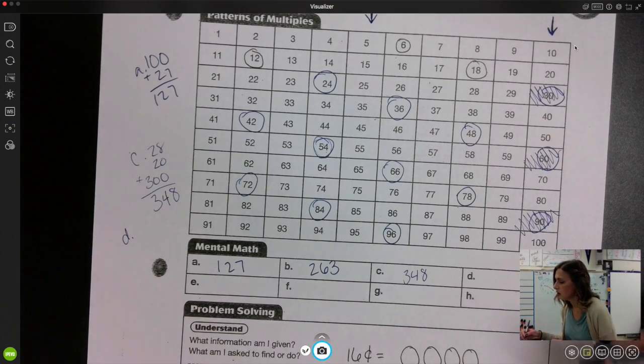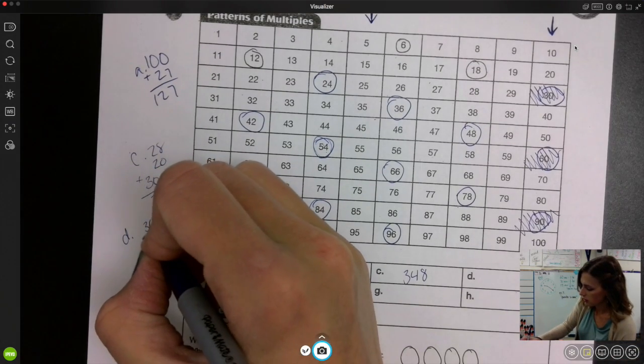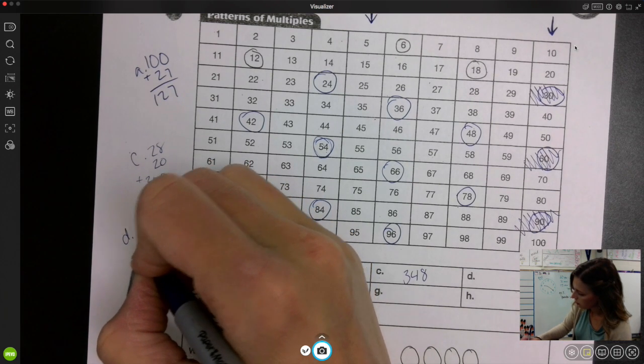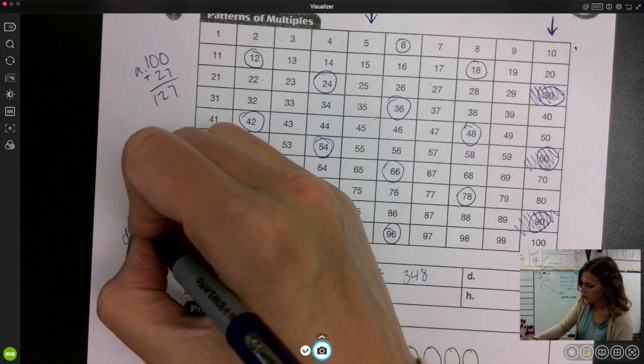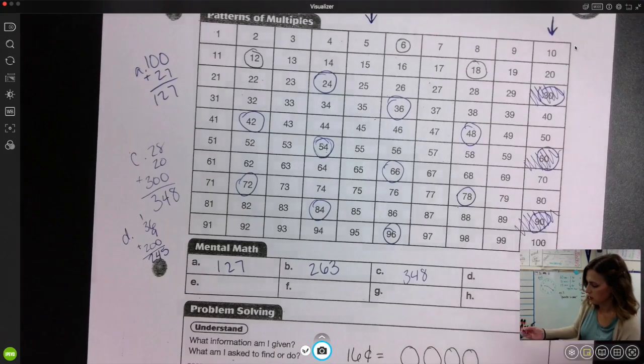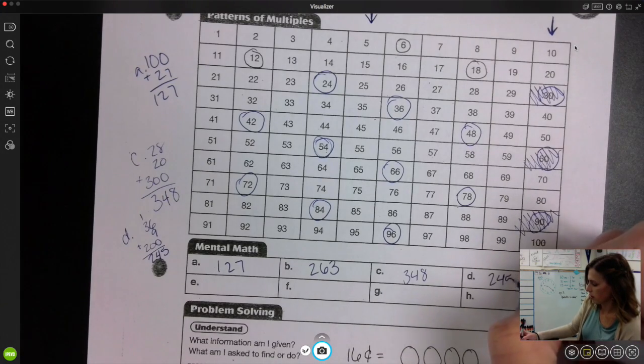D says 36 plus 9 plus 200. 6 plus 9 is 15. 1 goes up. 5 comes down. 1 plus 3 is 4. 2 plus nothing is 2. So you get 245.